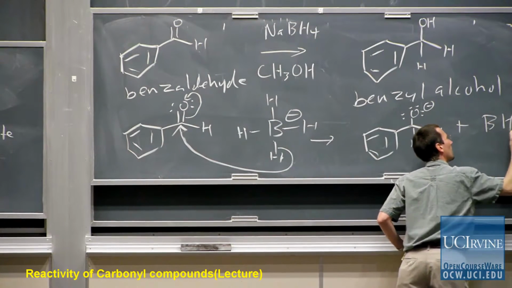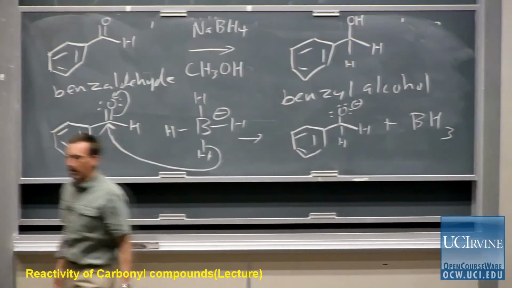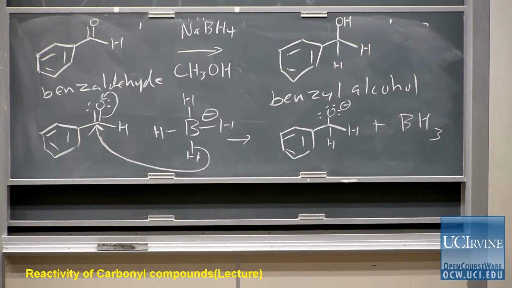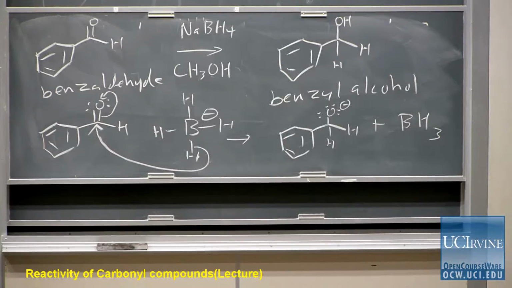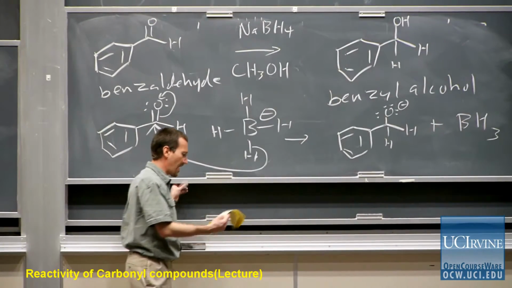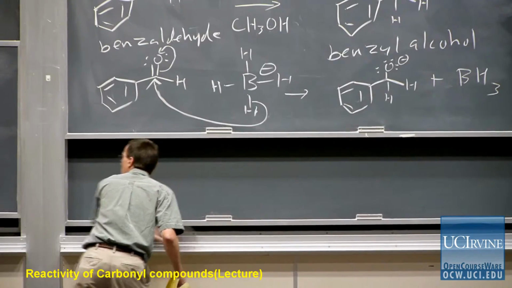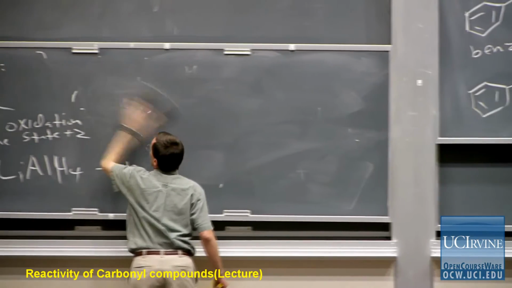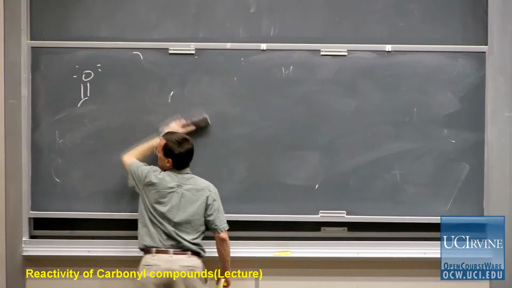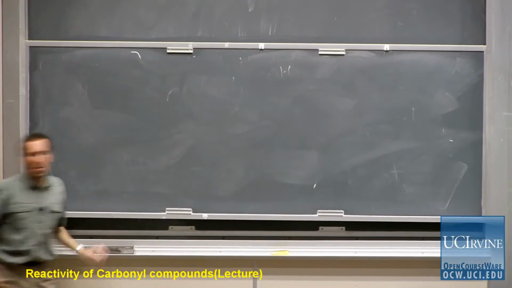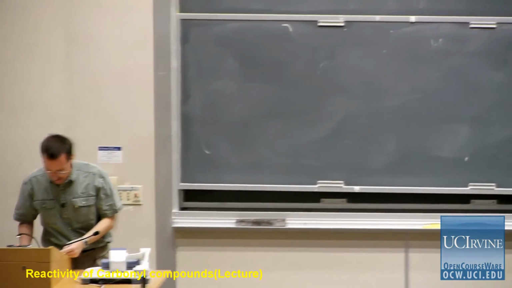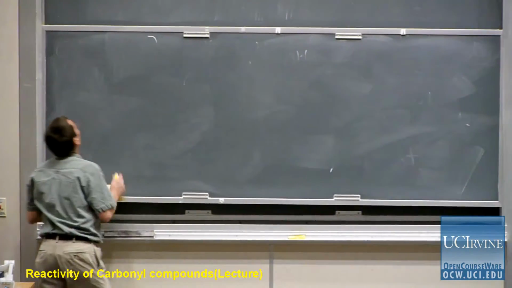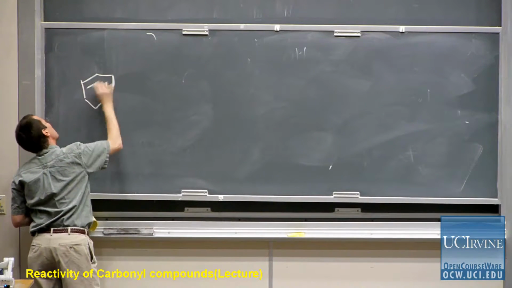BH3. And again, I'm skirting a little bit loosely because BH3 doesn't have a complete octet. And so typically it's going to form a bond with oxygen reversibly, but we can think about it as forming a bond with oxygen. Now the nice thing about running this reaction in a hydroxylic solvent is you've got this huge excess of methanol. And so methanol can protonate the alkoxide anion. So here we have our alkoxide anion. We're in a ton of methanol.